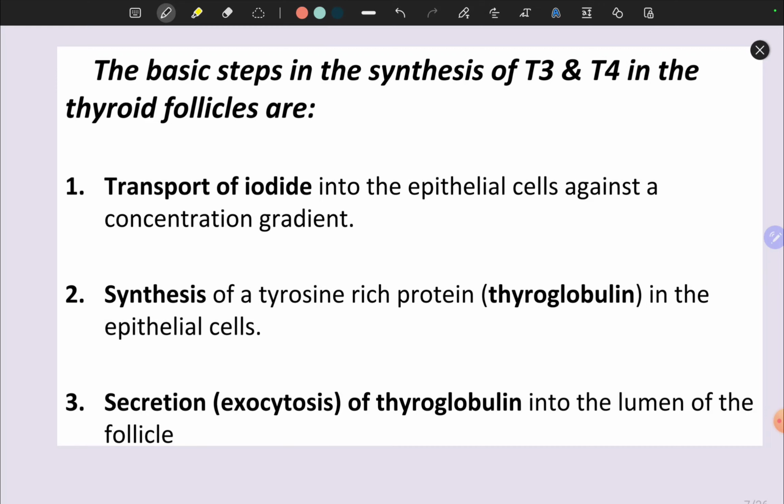The thyroid gland has a pump for iodine. Why is it called a pump? Because there is a high amount or store of iodine inside the thyroid gland. So we need a pump to pump more iodine into the thyroid gland. This is not passive diffusion.